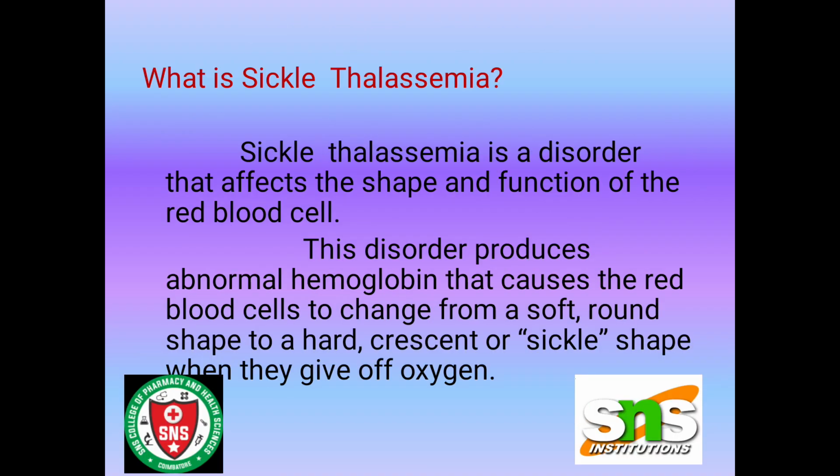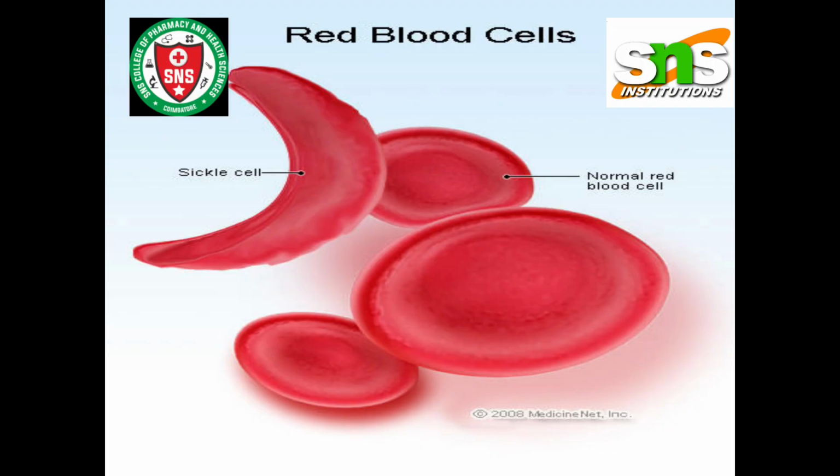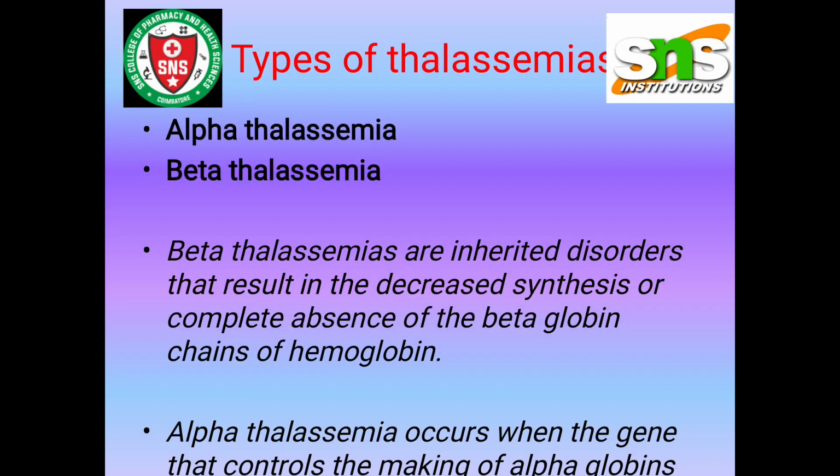What is sickle cell thalassemia? Sickle cell thalassemia is a disorder that affects the shape and functions of the red blood cell. This disorder produces an abnormal hemoglobin that causes the red blood cells to change from a soft, round shape to a hard, crescent or sickle shape when they give off oxygen. And see the red blood cells. The normal red blood cell will be in this shape, and the sickle cell will be having some other shape other than the round shape.